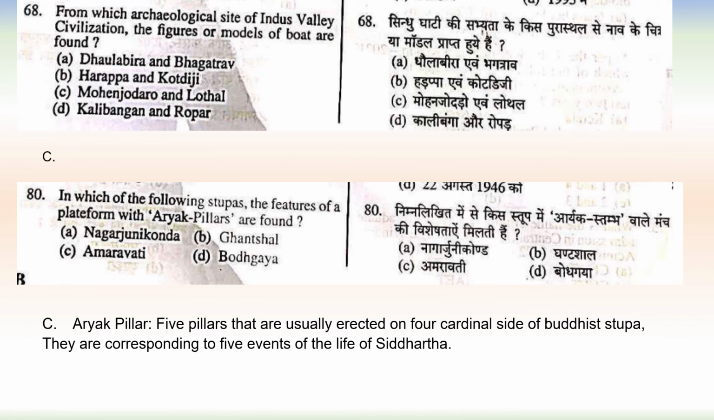Move to next one. Which archaeological site of Indus Valley civilization has figures or models of boat found? So these figures or models of boat were found in Mohenjo-daro and Lothal. So option C is correct here, Mohenjo-daro and Lothal.